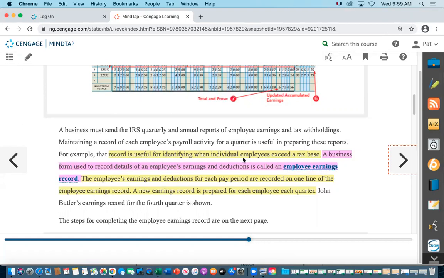You're doing it for tax purposes, for reporting purposes, and also to see if anyone's exceeded the tax base. A lot of our jobs really don't, because we're all getting paid hourly, and no one who's paid hourly is usually making 106,000, very rarely. So that's why it is. Okay, unless you're in trade. A business form used to record details of employee earnings and deductions. That's what we just talked about, the employee earnings record.